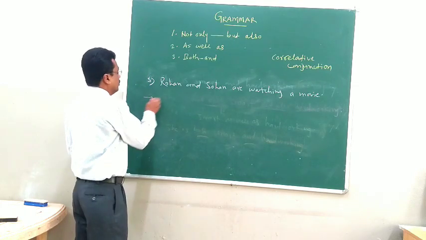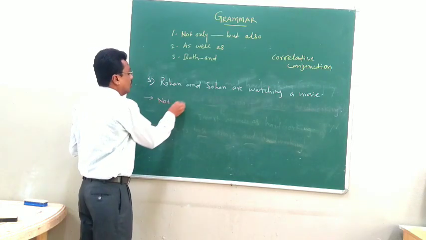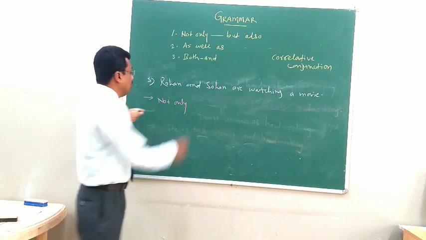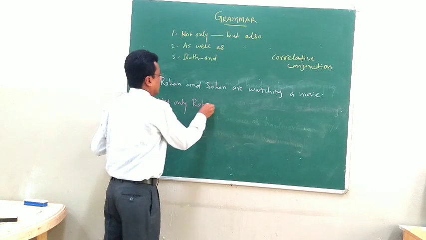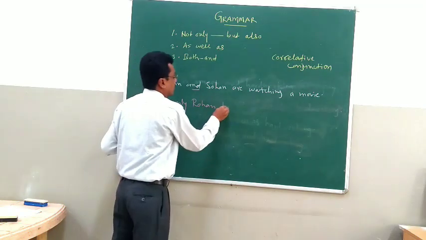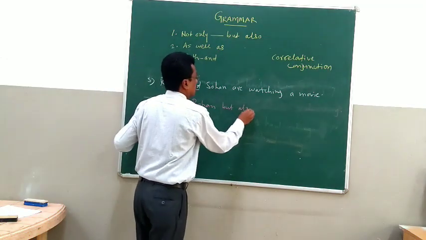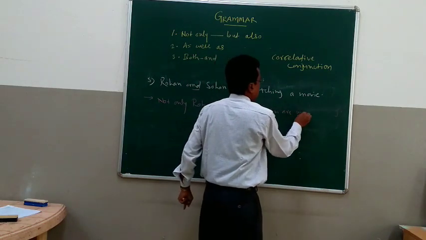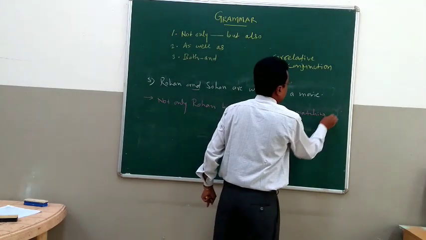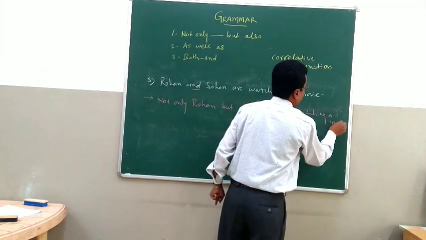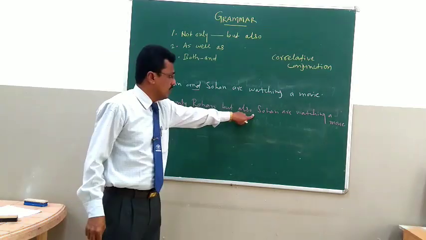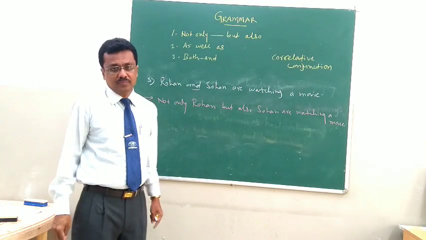How can we use not only? You take "not only" at the beginning of the sentence. Not only Rohan, in place of "and", but also Sohan are watching a movie. Not only Rohan but also Sohan are watching a movie.